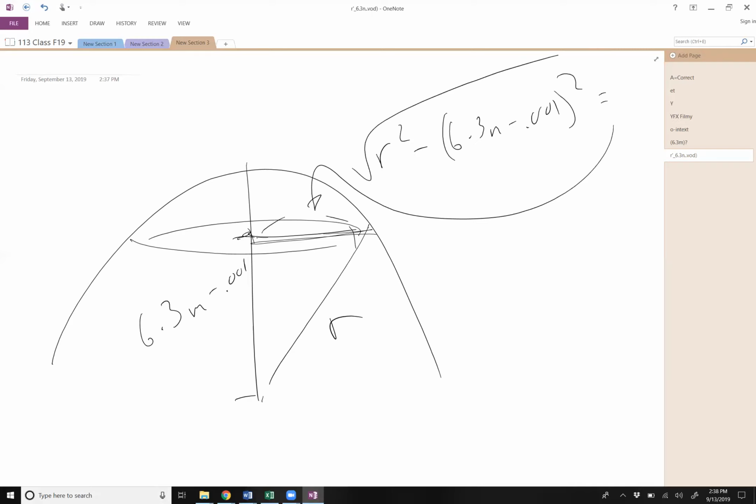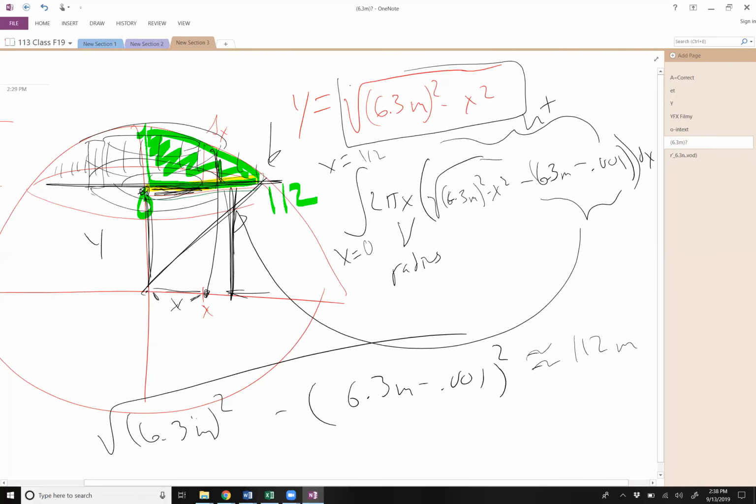Yes? Yes, that's exactly right. That's another way to think about it: you can set your curve back here. You want to know when this thing here equals 6.3 million minus 0.001, and then you can solve for x. Yes?